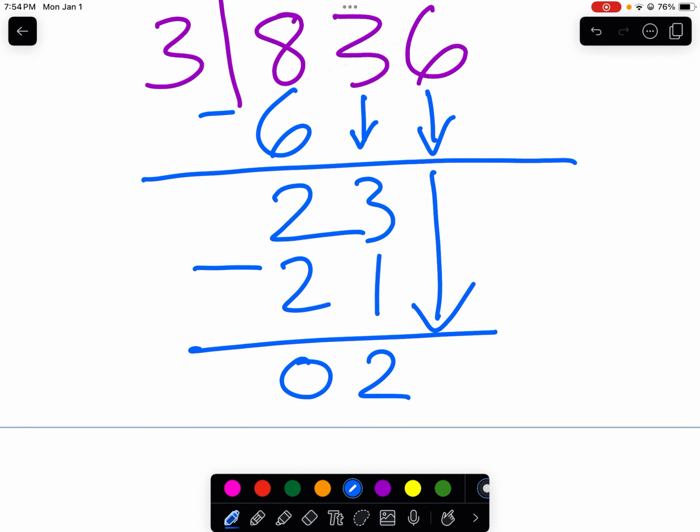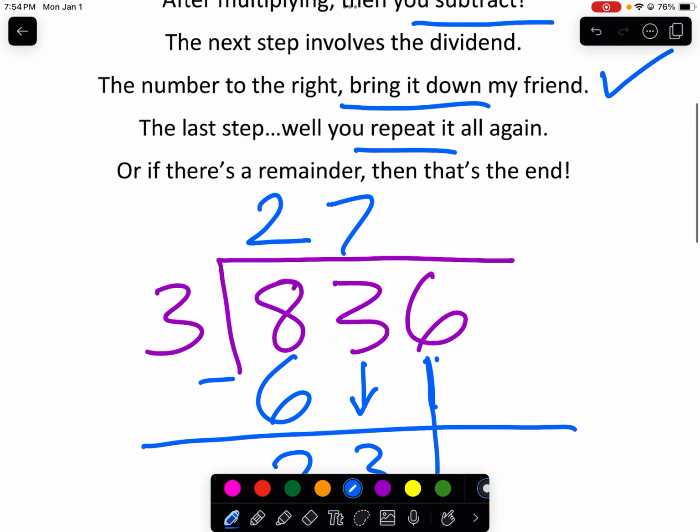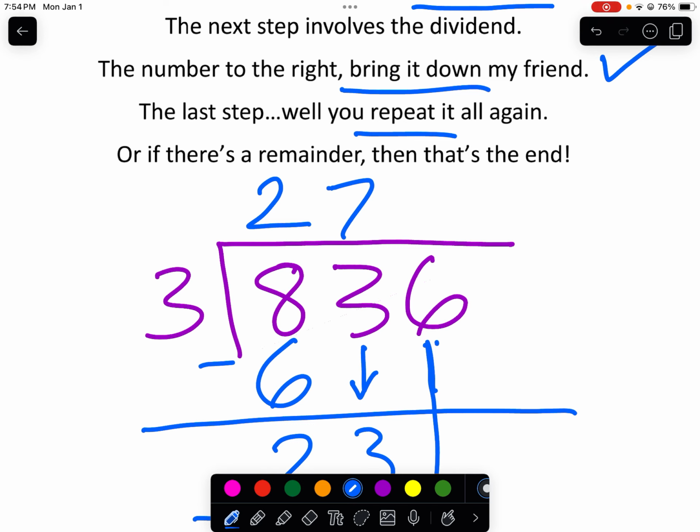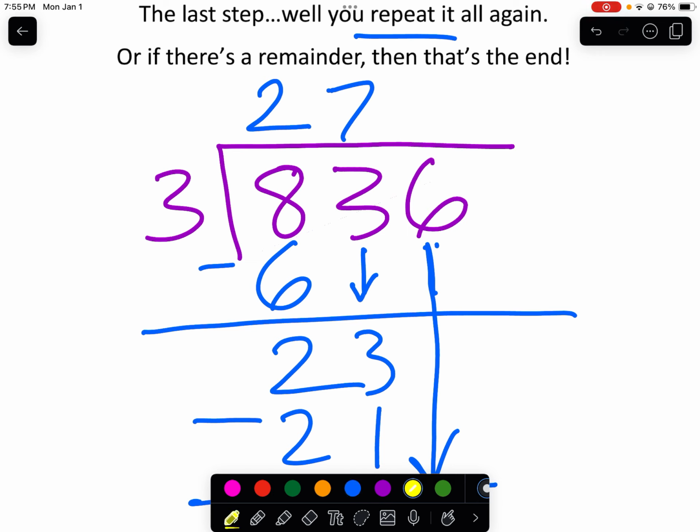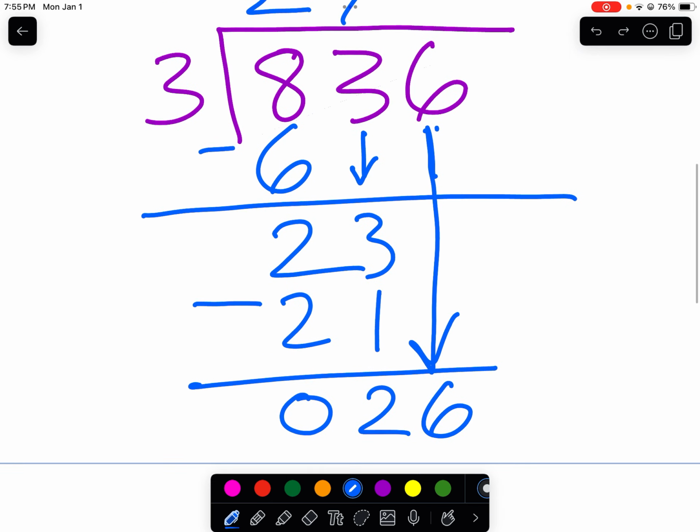But we got to bring it all the way down here. Actually, let me make that better. Bring it down, my friend. The last step, well, you repeat it all again, or if there's a remainder, then that's the end. Well, there's no remainder yet because, how do we know that? Because there's a space above this 6 we have not finished yet. We got to do the whole thing again. Divide, multiply, subtract, bring down. Okay, divide. 26 divided by 3.